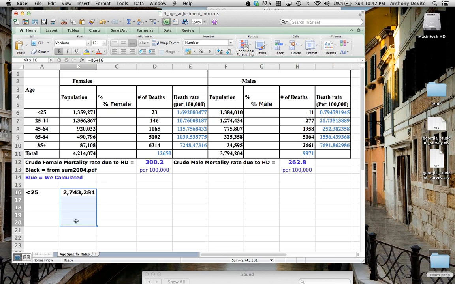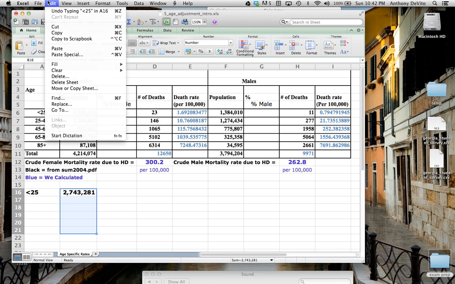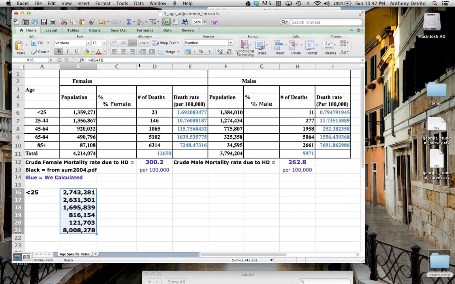1, 2, 3, 4, 5. I'm going to say fill down. Oops, I didn't need this. Oh, yeah, it worked out okay. That's the total over there. This is 85 plus. I'm not going to fill in the others.